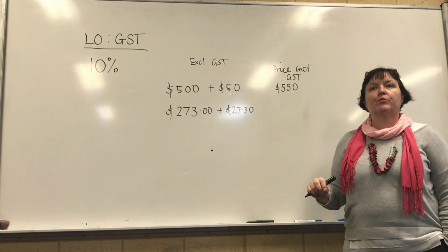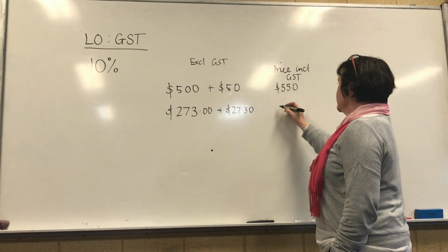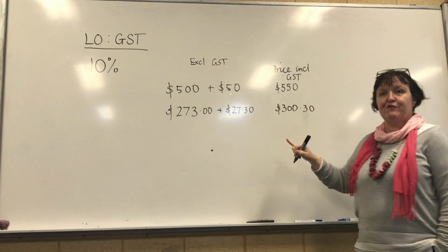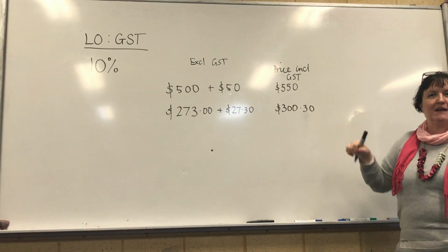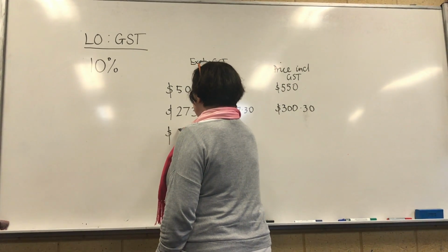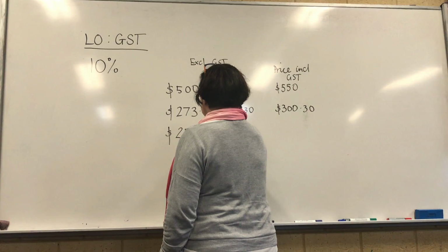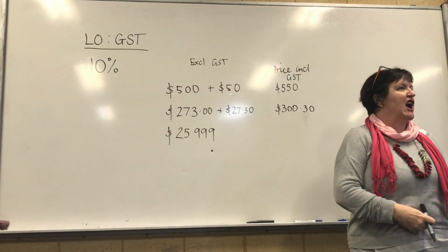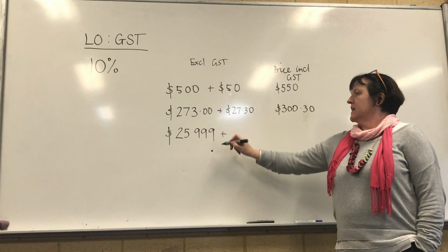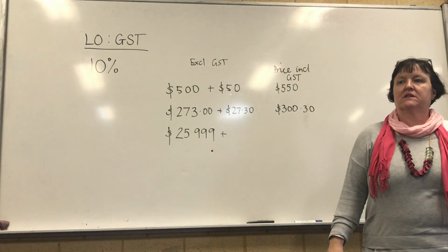so what's my new price including GST? Is it $300.30? Well done, $300.30. Don't forget the 2 decimal places. Perfect, okay. So let's say that I'm going to buy a car, and my car is $25,999. And then the GST has to be added on top of that.